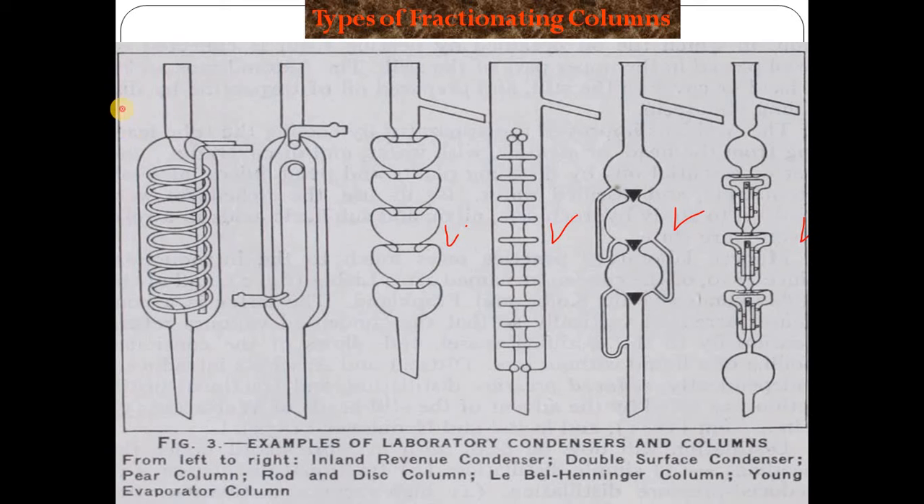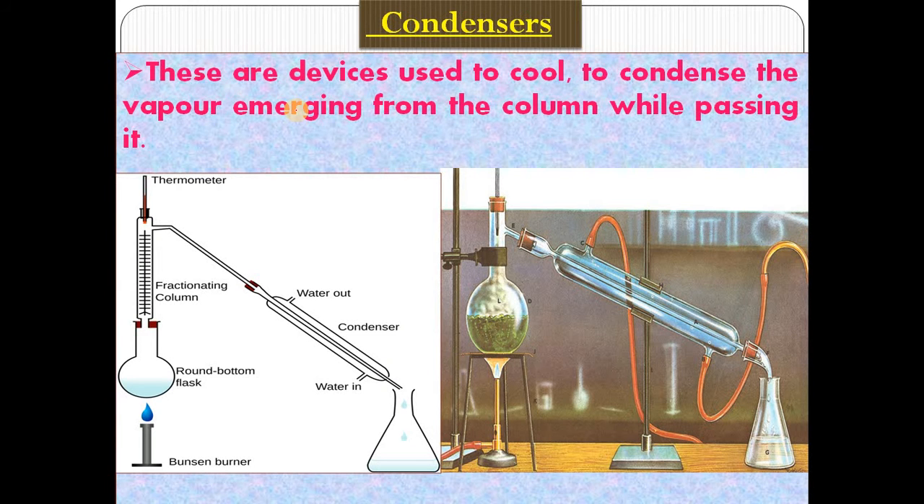and also these are two examples of condenser, which we will study in the next slide. So what are condensers? Why are condensers necessary to carry out the distillation process? Because these are the devices used to cool, to condense the vapor emerging from the column while passing through it. So condensers play an important role to cool or condense the vapors coming from the reboiler.